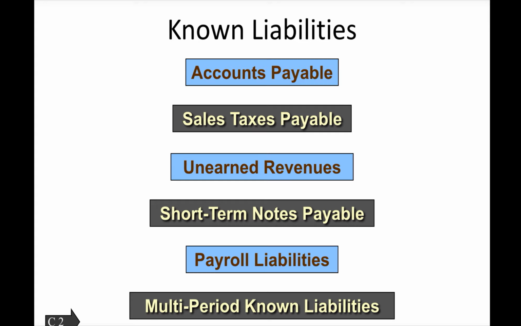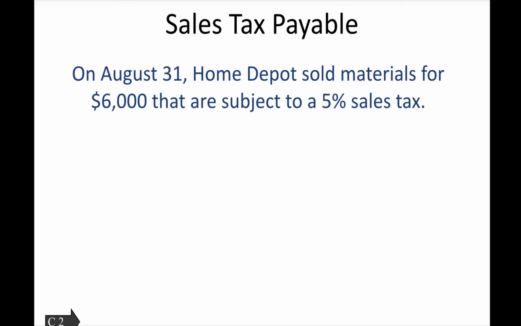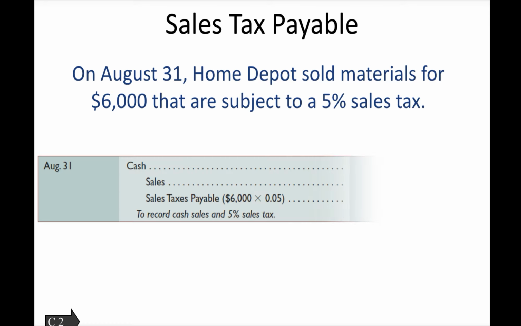Notes payable. We call that, and we're real specific here, short-term notes payable, just because oftentimes notes payable are extending out beyond that 1 year mark. So this is just basically keeping that as a current liability. And then we have some various types of payroll liabilities and other multi-period known liabilities.